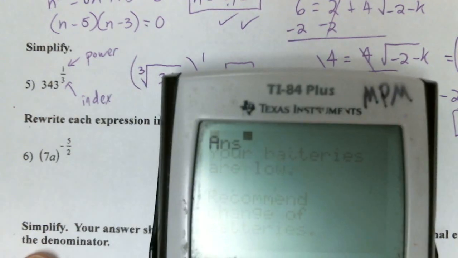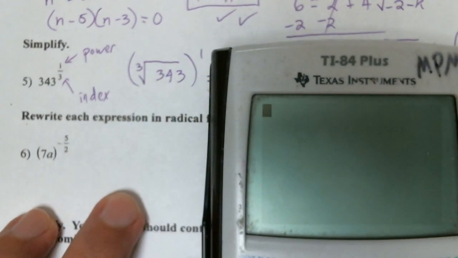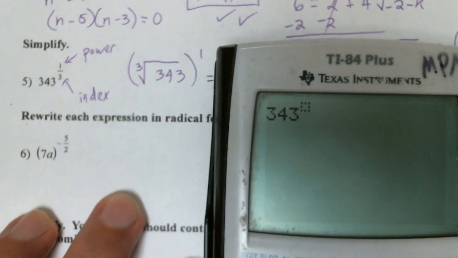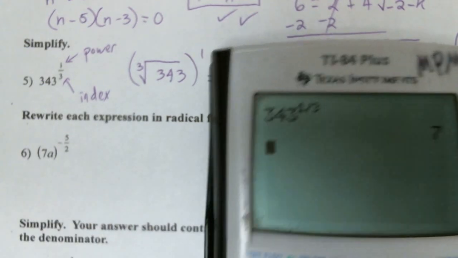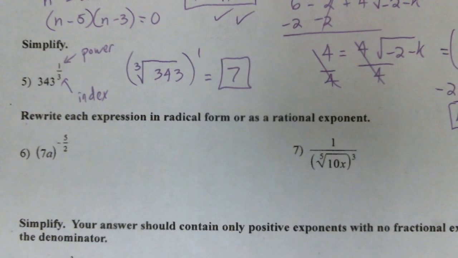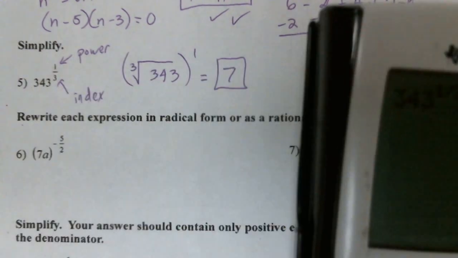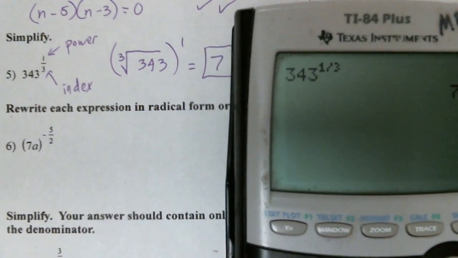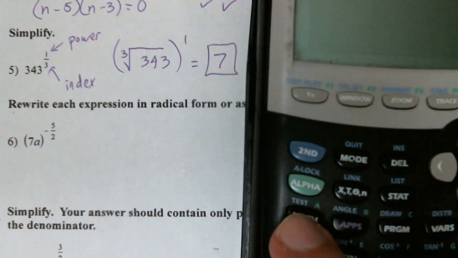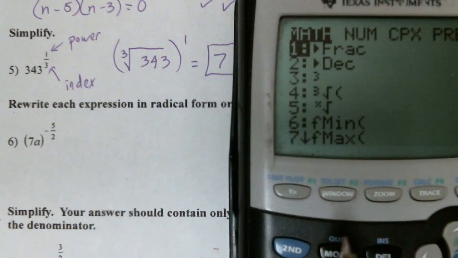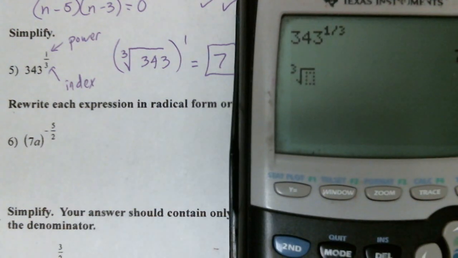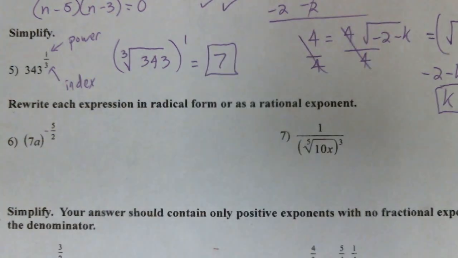Okay, of course we can just type this on our calculator and get the answer. 343 raised to the 1 divided by 3, and our calculator spits out 7. Okay, how do you do the cube root on your calculator? For those of you who might not know still, you're going to press the math button here, and then you can see option number 4 is the cube root. So if I selected that, the cube root of 343, of course, is 7.